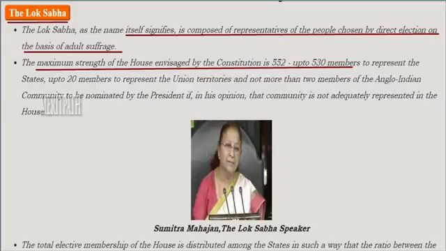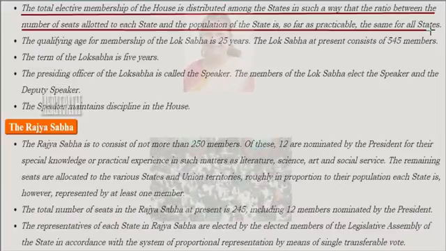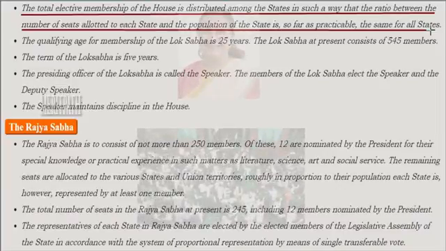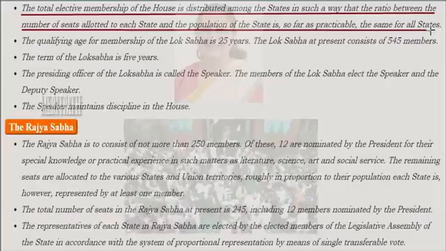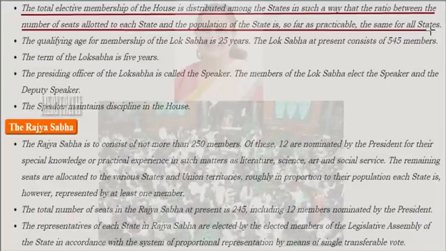In this image we see Sumitra Mahajan, the Lok Sabha Speaker. The total elective membership of the House is distributed among the states in such a way that the ratio between the number of seats allotted to each state and the population of the state is, so far as practicable, the same for all the states.